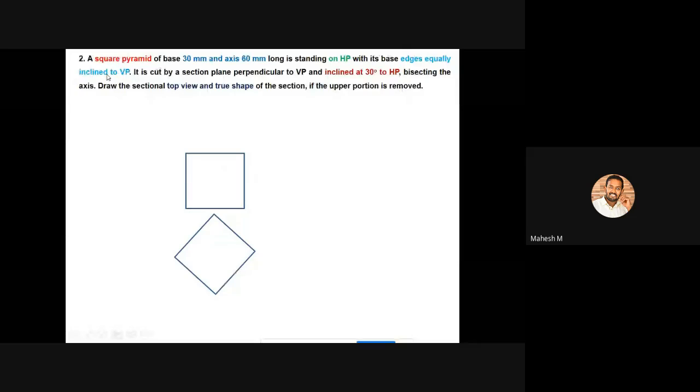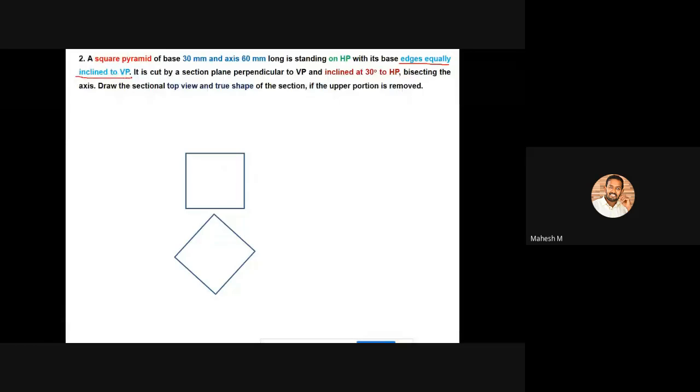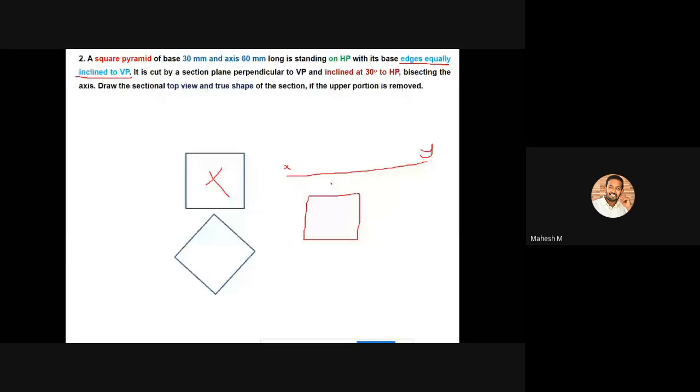If you receive a command like this, base edges equally inclined to VP, then you should not create a normal square like this. When compared with the reference line, all the edges should have a common angle. If it is XY, you should not create your square like this, because then these edges are parallel to the reference line and the other two edges are perpendicular.